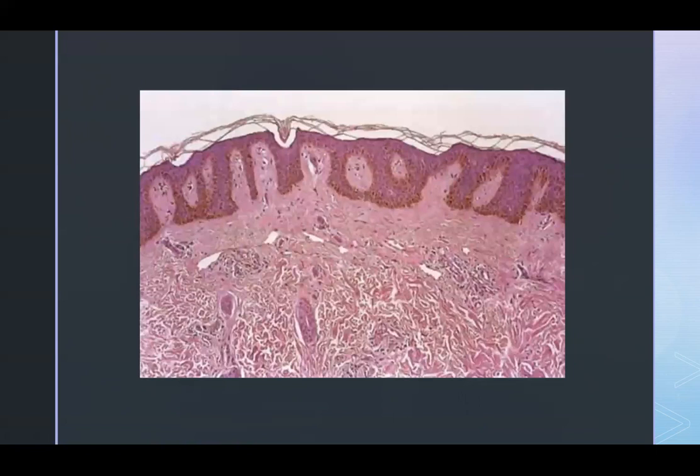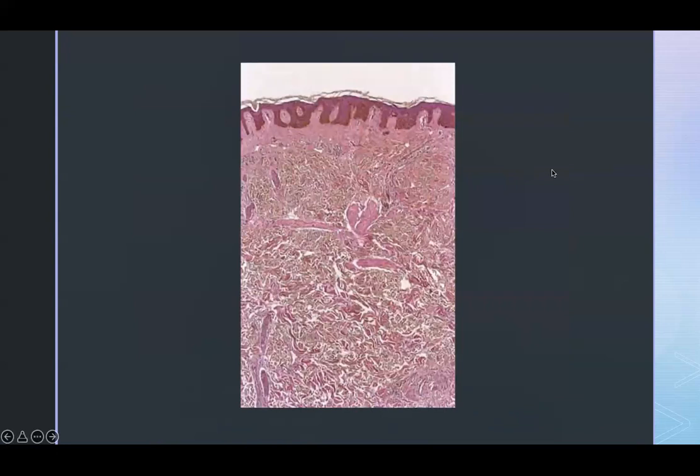This is just a picture of an acanthotic hyperpigmented epidermis with focal bundles of smooth muscle in the dermis. This is a deeper view of that same lesion. You can see the bundles of smooth muscle extending all the way down to the deep part of the dermis.